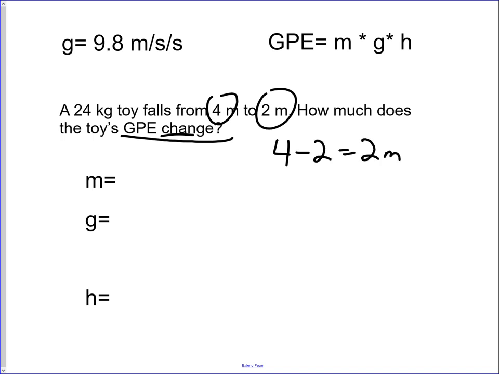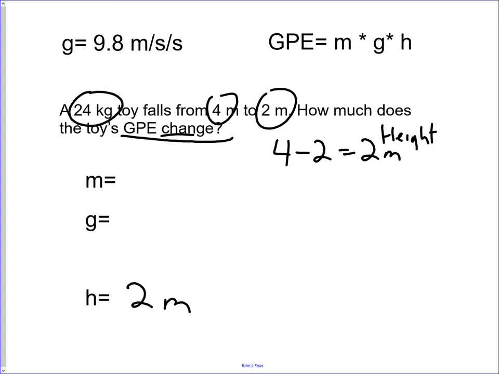So that's my distance, or that's my height, I should say. That's the height now, because that's how far it traveled. So that's what it's calculating. Like, how far did it travel? So it's a height of 2 meters. So I'm going to fill that in over here. So that's 2 meters. Let's fill in the rest of our problem.